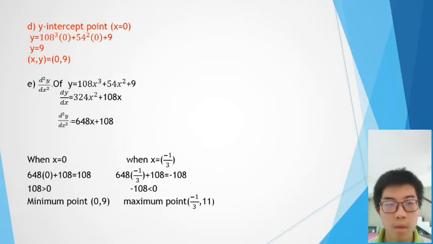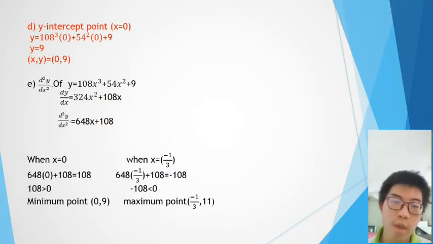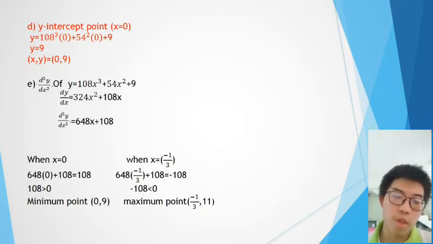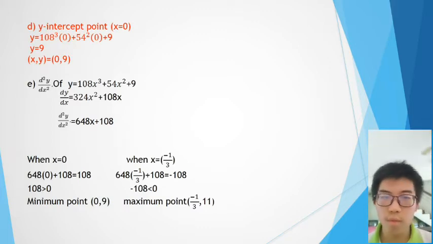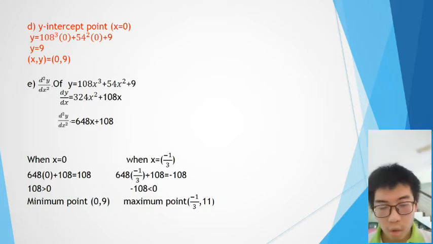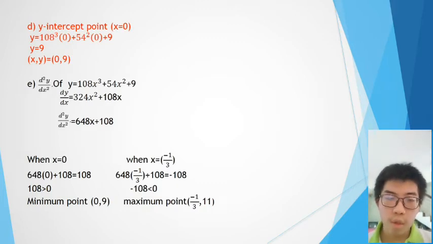So at first, we take the stationary point coordinates (0, 9) and (-1/3, 11). We take the first one, (0, 9). We know that x will be 0. So when x is equal to 0, we put it into the second degree differentiation. We get 648 times 0 plus 108, which equals 108. So 108 is bigger than 0.